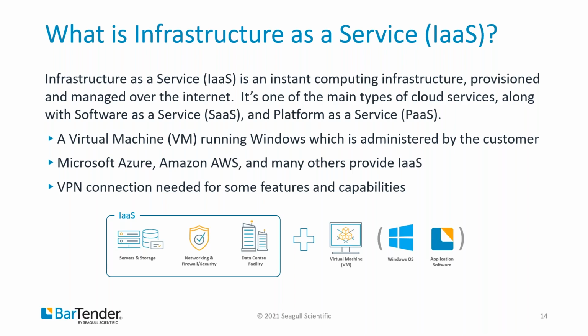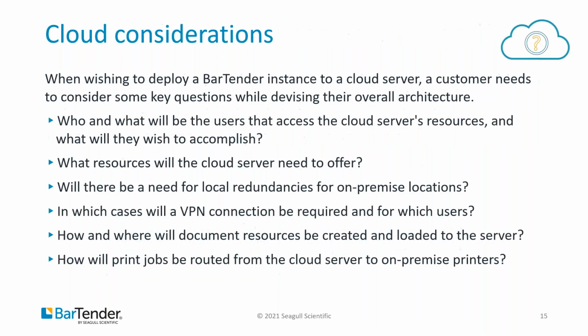Some features, for example, such as the print portal, can be accessed over the public internet, while others, if, for example, you wish to connect to and open the BarTender designer in a Citrix or remote desktop session, for that you would really need a VPN. So it depends on the features that you wish to use.